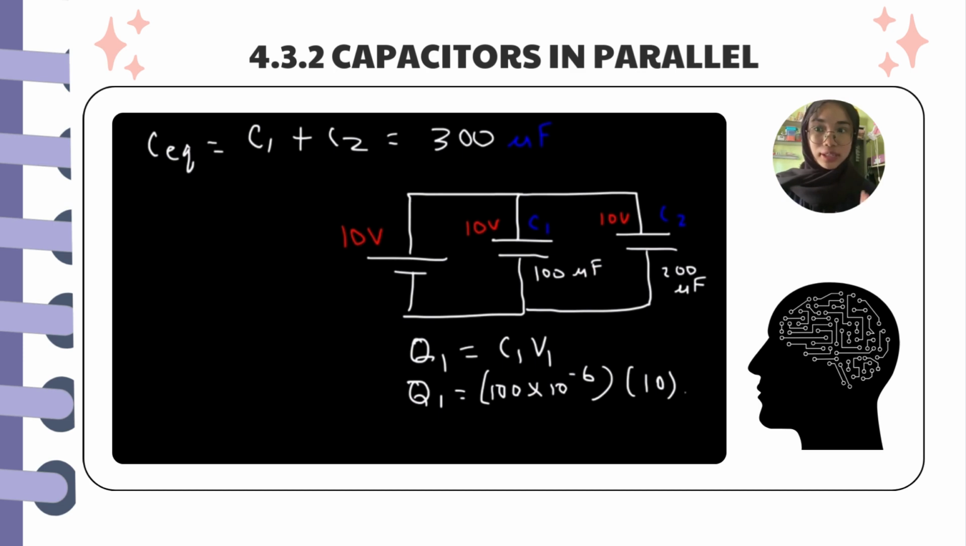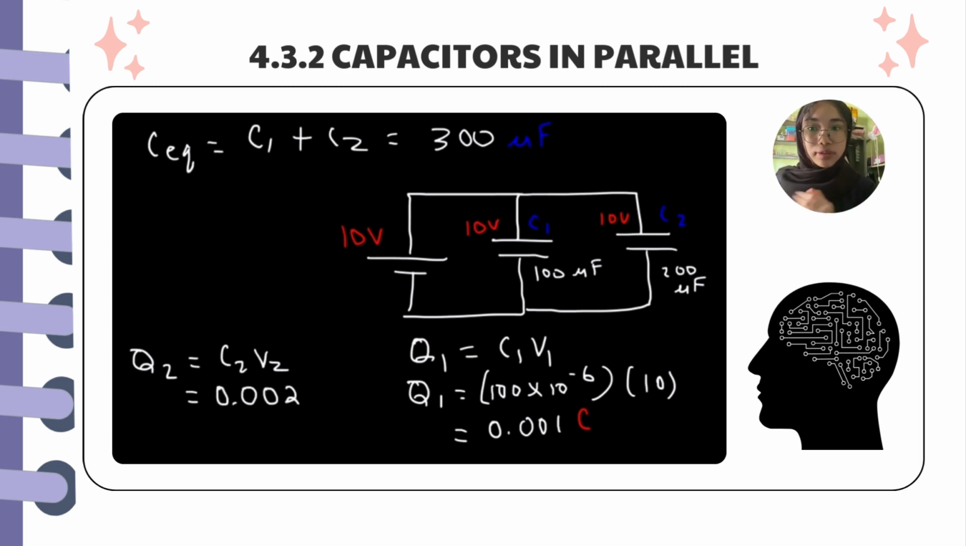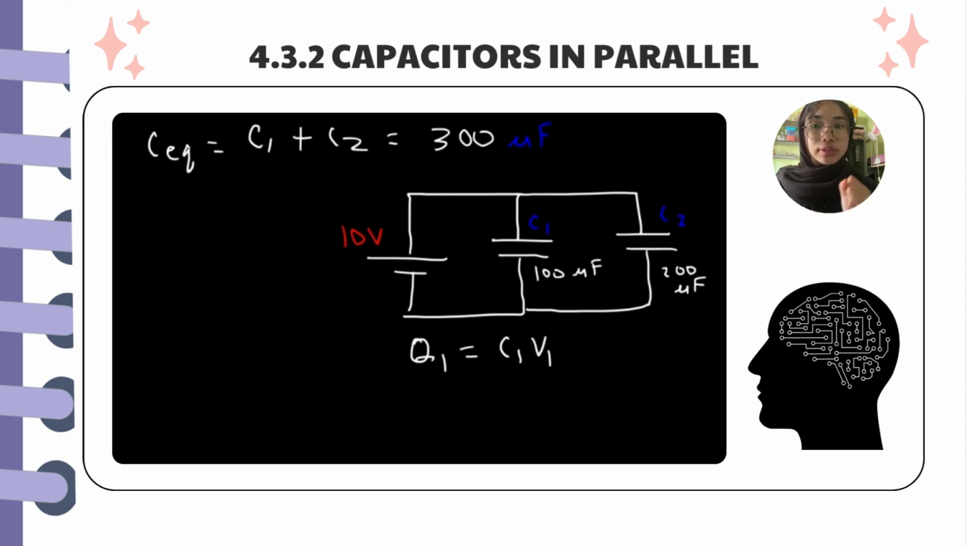Q1 equals C1 times V1. So you need to know the voltage across C1. In a parallel circuit, the voltage across every element that's parallel to one another is the same, so they will all have the same voltage. Calculate Q1. Q1 equals 100 microfarads times 10 volts. So Q1 is 0.001 coulomb. Now what about C2? Q2 equals C2 times V2 equals 0.002 coulomb. Q total equals Q1 plus Q2 equals 0.003 coulomb.